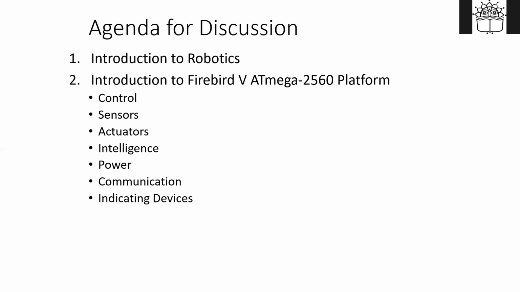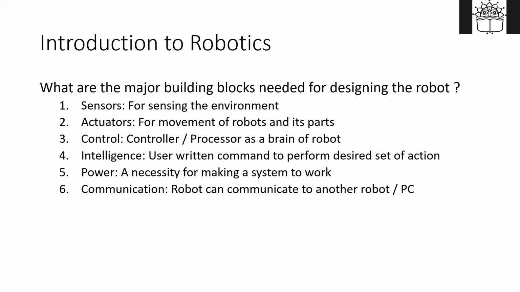Already we have seen that a robot will have control, sensors, actuators, intelligence, power, communication, and indicating devices. The microcontroller which is used in Firebird V robot is Atmega 2560, right? Okay. Now, we have already discussed what is the use of sensors, actuators, control. Sensors are used for sensing. Actuators are used to give motion to robots and its parts or linkages or joints, right? Control is used as a controller, that is processor, which is the brain of the robot, right?